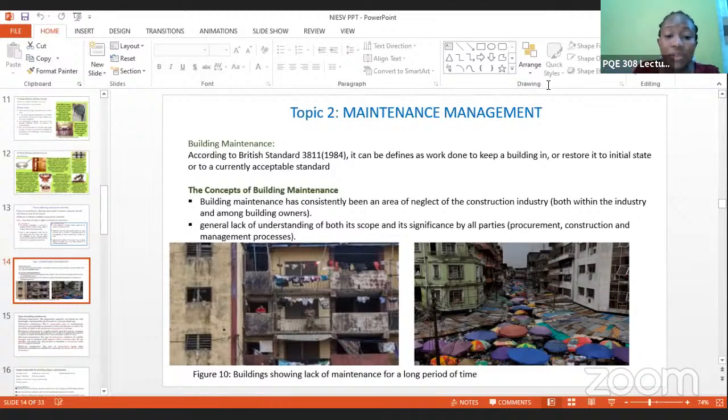So these are the concepts of building maintenance as consistently being an area of neglect for the construction industry. Then there is a general lack of understanding of both its scope and its significance by all parties, starting from the procurement, the construction, and the management processes. After procuring, I've done my job. After constructing, I've done my job. Even the management, nobody cares. So that is just our culture here.